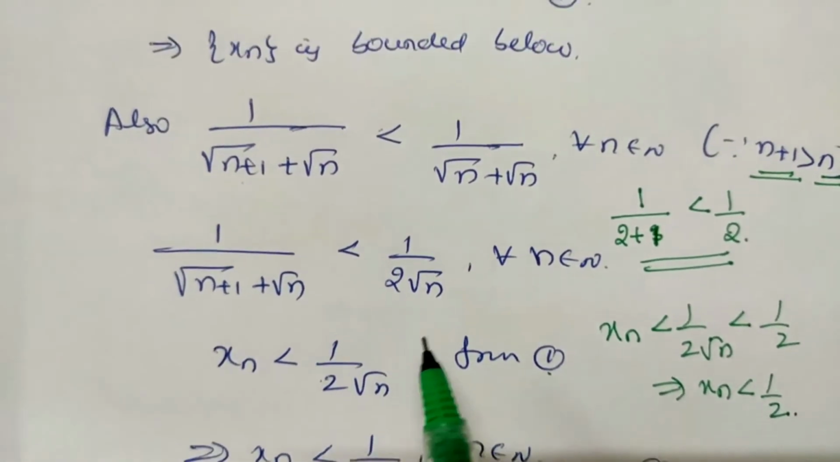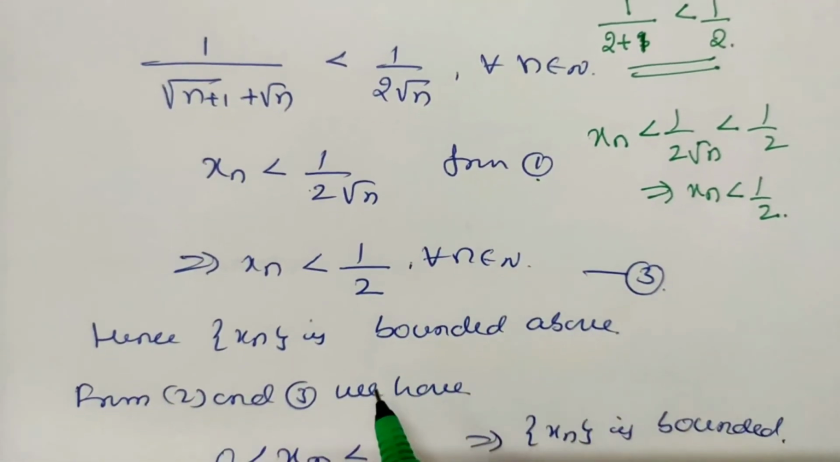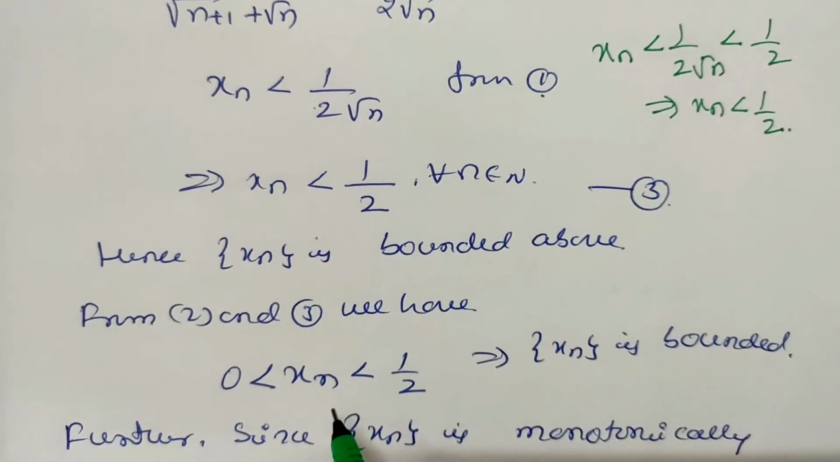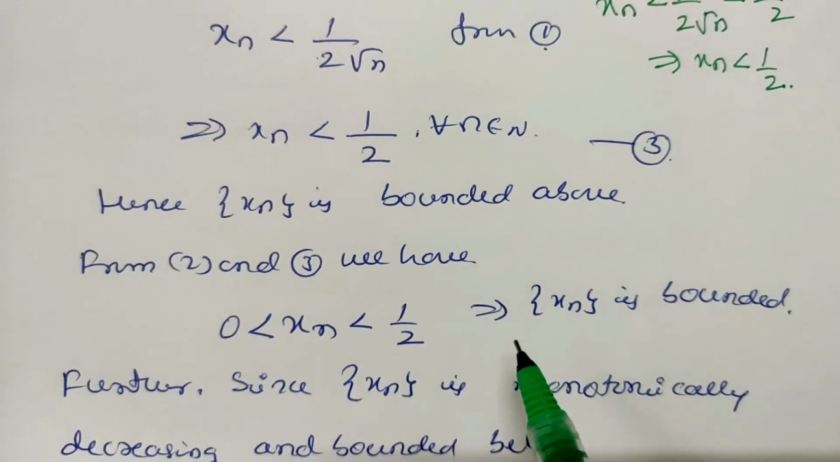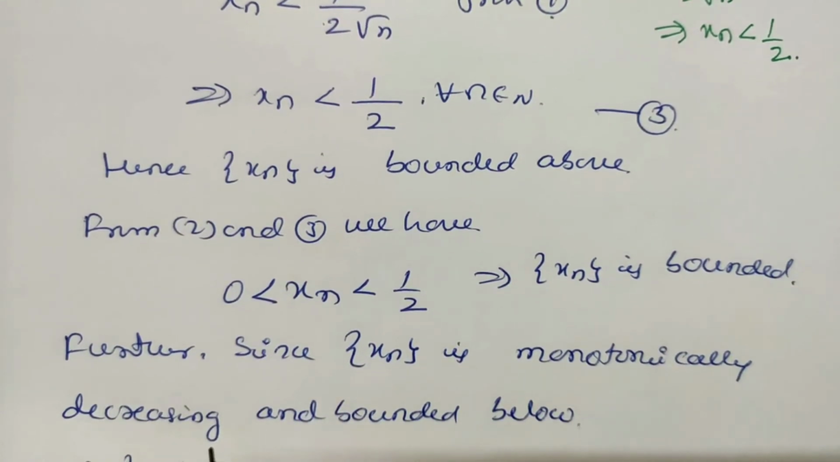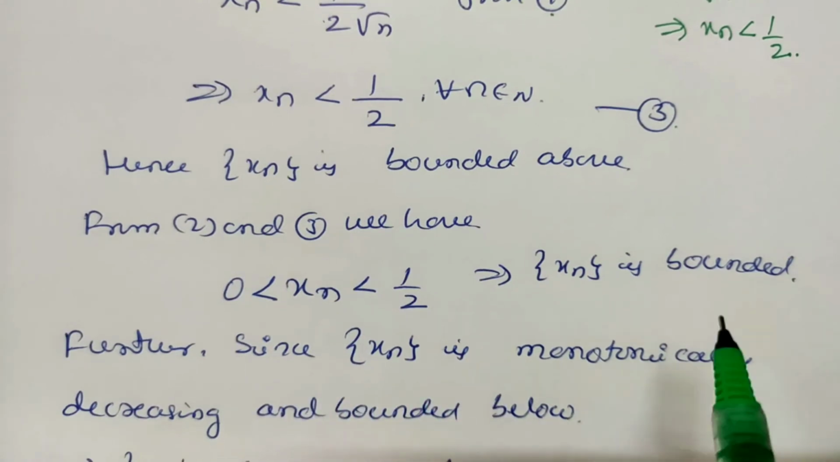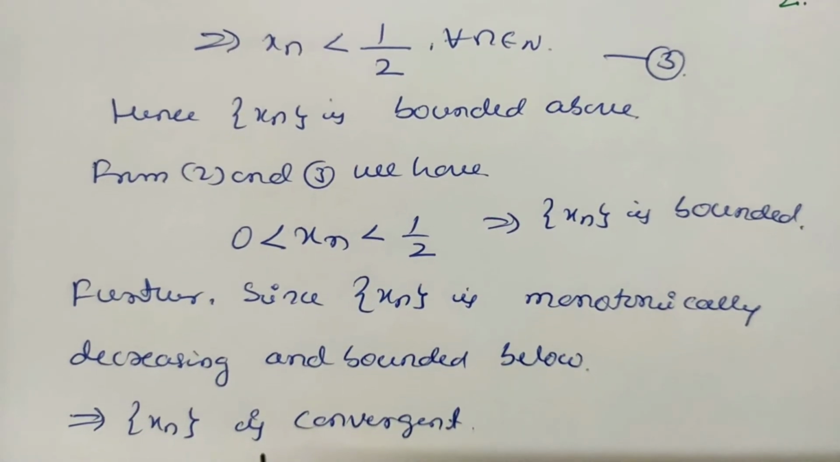In equation number 2 we have xn is greater than 0, and in equation 3 we have xn is less than 1 by 2. So from equations 2 and 3, xn is greater than 0 and less than 1 by 2, and it means it is bounded. This implies the sequence xn is bounded. And first we proved the sequence xn is monotonically decreasing, and now we proved it is bounded above and below both. We know one theorem: since the sequence xn is monotonically decreasing and bounded below, this implies the sequence xn is convergent.